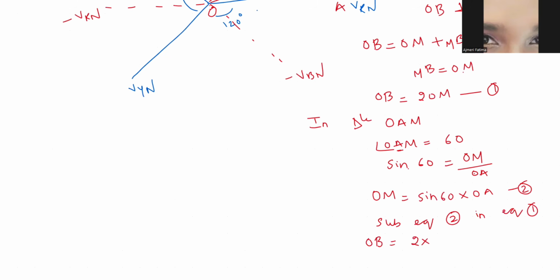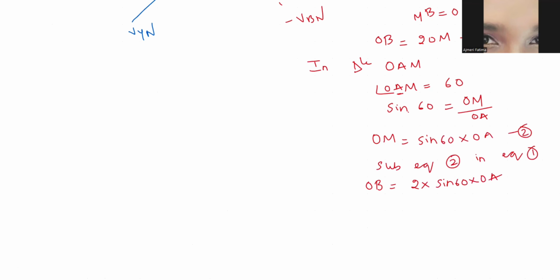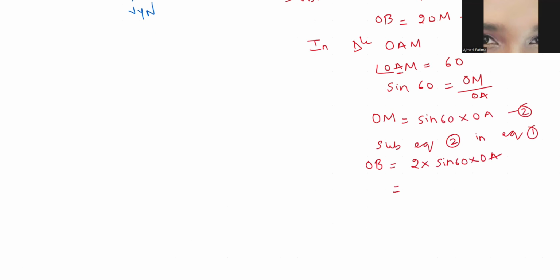If you substitute, you'll get OB is equal to 2 into, in the place of OM, I can write sine 60 OA. So what is sine 60? Sine 60 is root 3 by 2. 2 into root 3 by 2 OA. The 2 gets cancelled. You'll get OB is equal to root 3 times OA. And we are done with the equation.